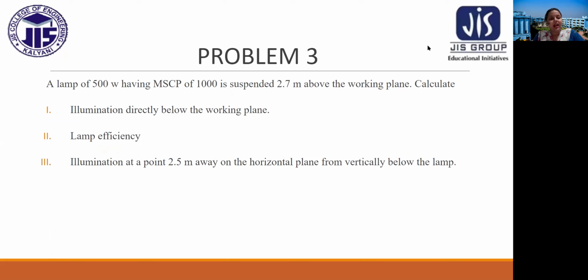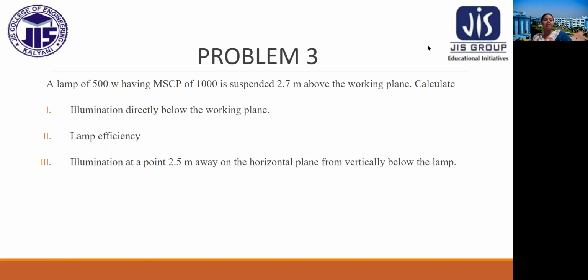Next, a lamp of 500 watt having MSCP of 1000 is suspended 2.7 meter above the working plane. Calculate one, illumination directly below the lamp, two, lamp efficiency, and three, illumination at a point 2.5 meter away on the horizontal plane from vertically below the lamp.